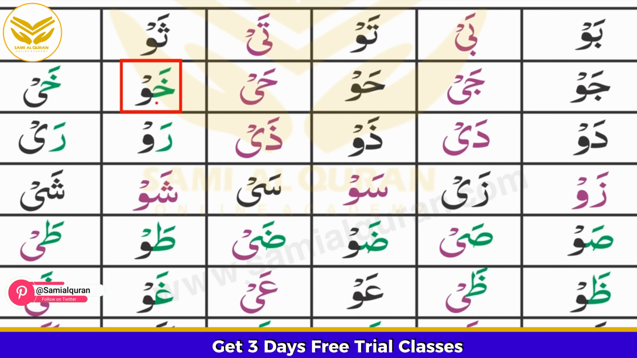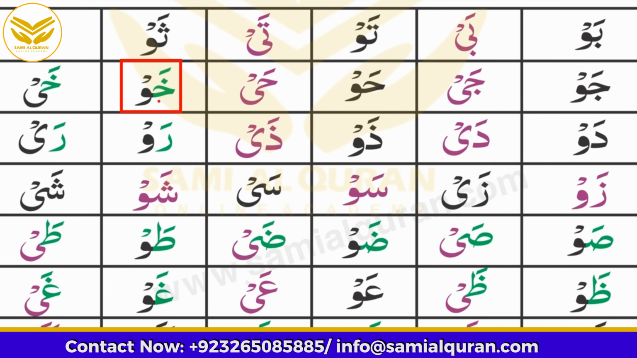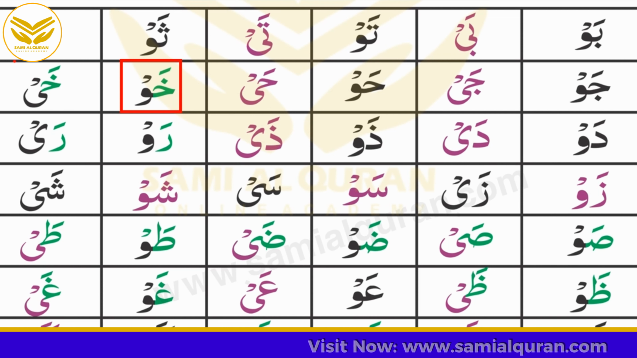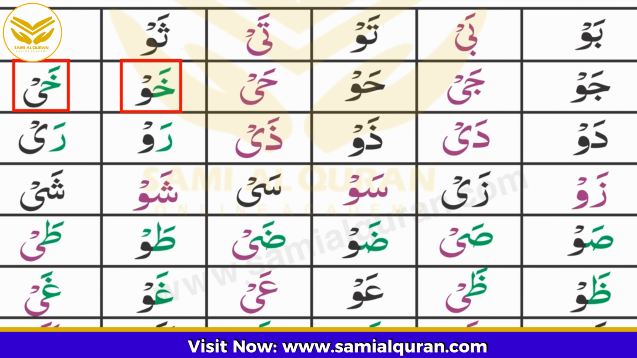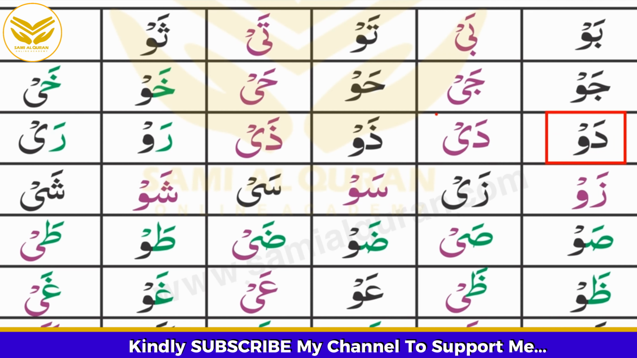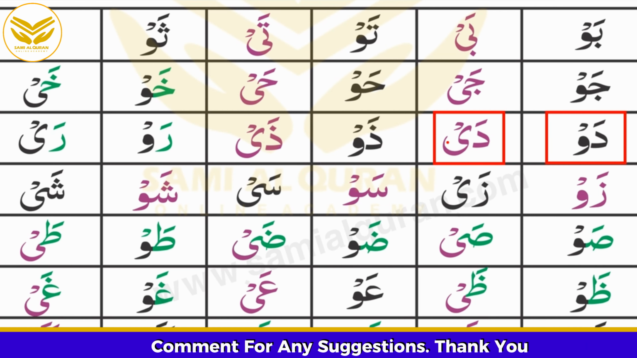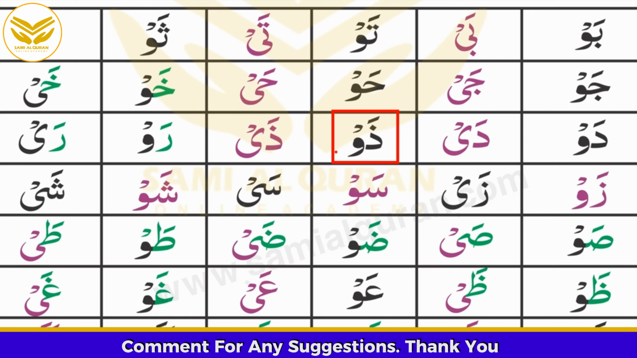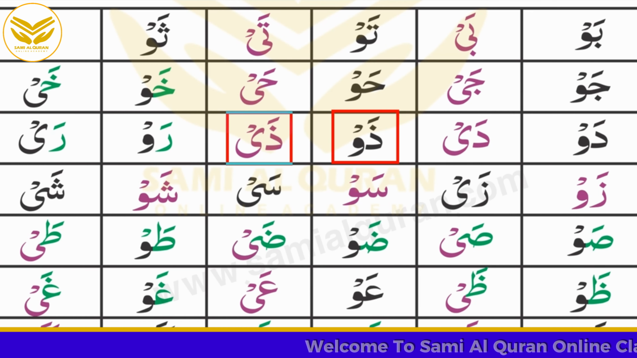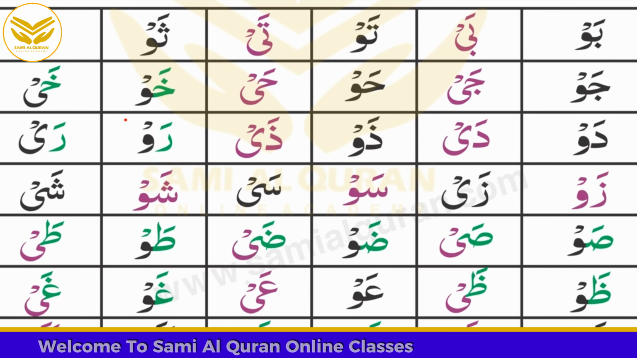Kha waw fatha khaw. And also you remember all the green letters we read with the bold sound. As we read kha waw fatha khaw, kha ya fatha khay, khaw khay. Dal waw fatha daw, dal ya fatha day, daw day. Dhal waw fatha dhaw, dhal ya fatha dhay, dhaw dhay.